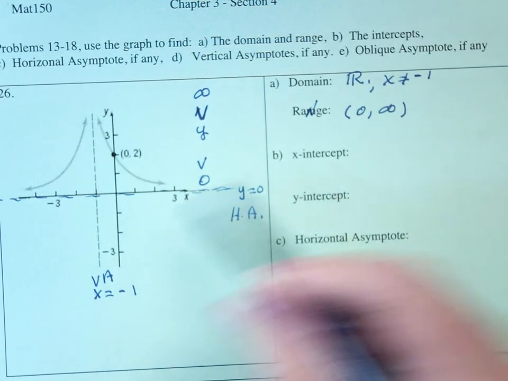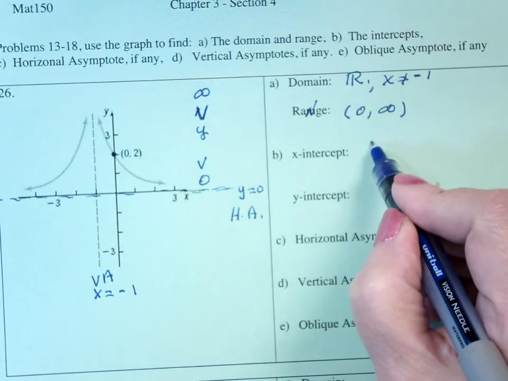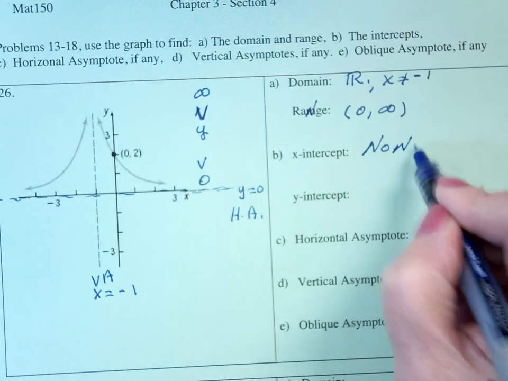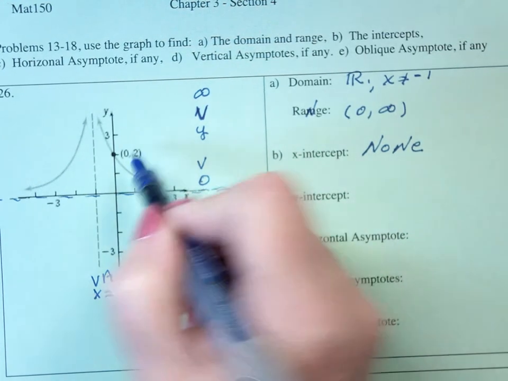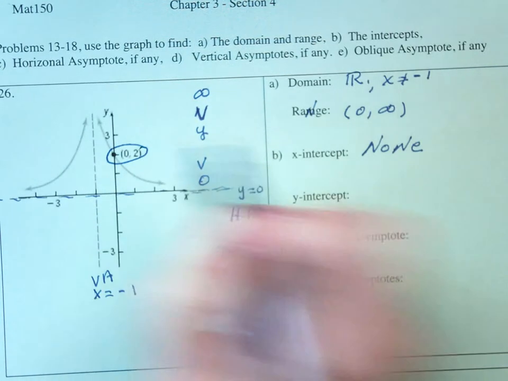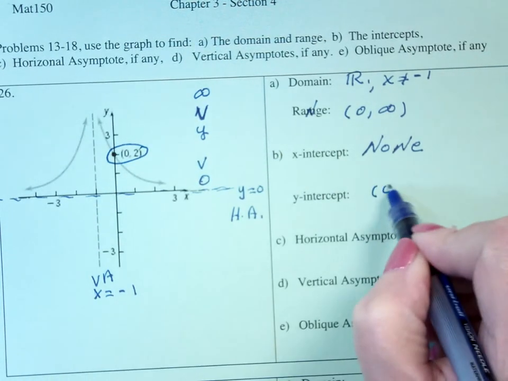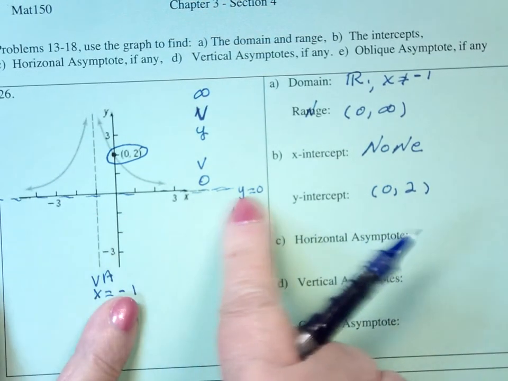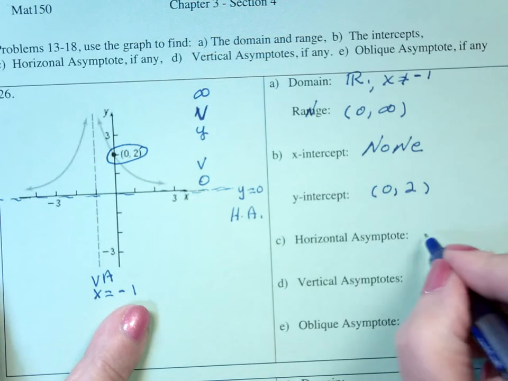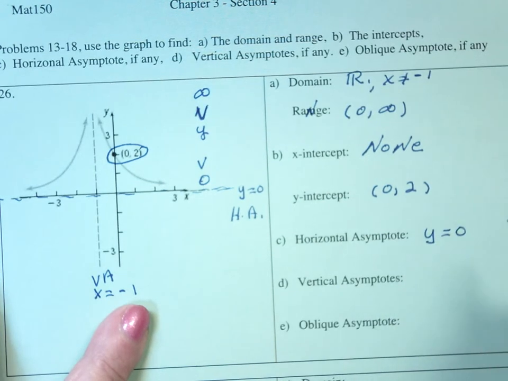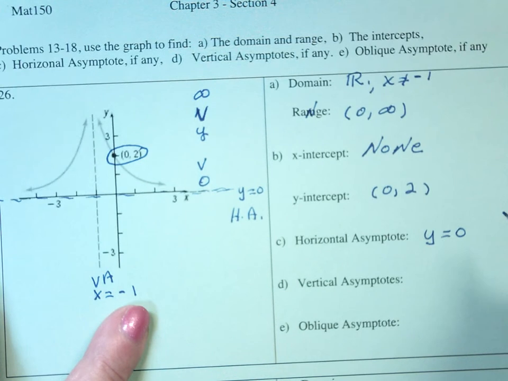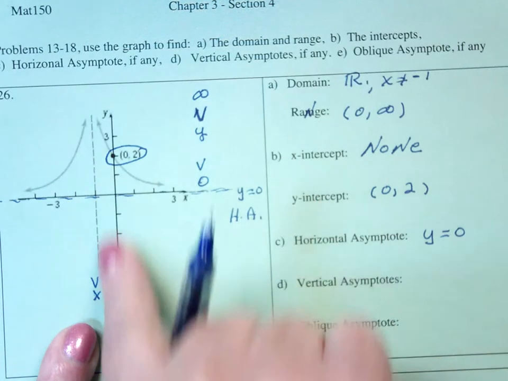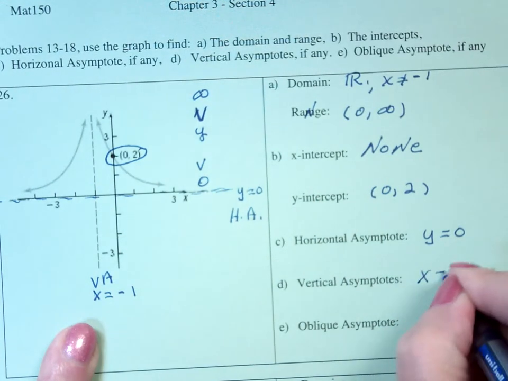Does it have an x-intercept? Well, it doesn't look like it crosses the x-axis at all, so the answer is no. There's none. Does it have a y-intercept? Well, there's your y-intercept right there. It's x equals 0, y equals 2. The horizontal asymptote is a horizontal line, and it's going to be y equals 0. You write it as y equals, because that's what it is. It is a line. The vertical asymptote, that's your VA, that's right here. That's x equals negative 1.